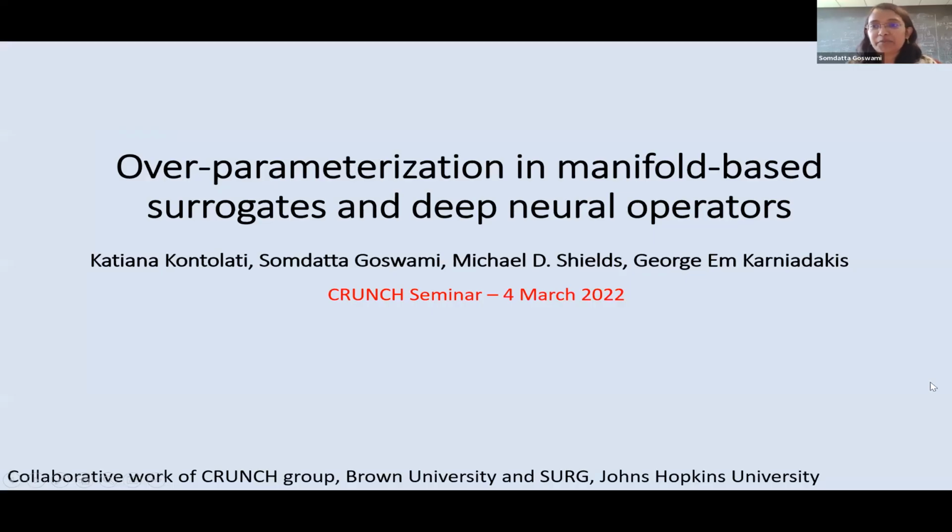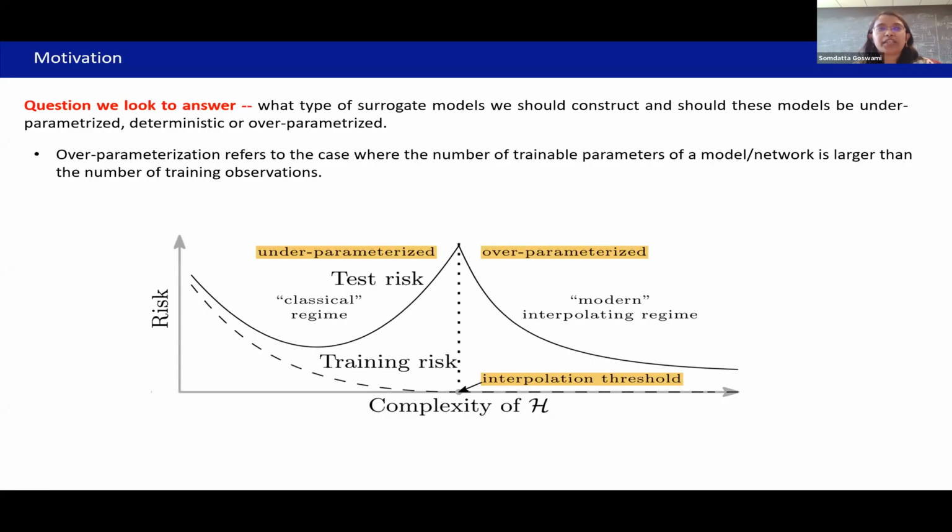So today I will be presenting on the topic titled Over-parameterization in manifold-based surrogates and deep neural operators. This work was carried out in collaboration with Katyana, who's from Johns Hopkins University. In this work, we try to answer the question as to what type of surrogate models we should construct. Should it be over-parameterized, under-parameterized, or should it be deterministic? And we answer some of the conventional questions that come up normally.